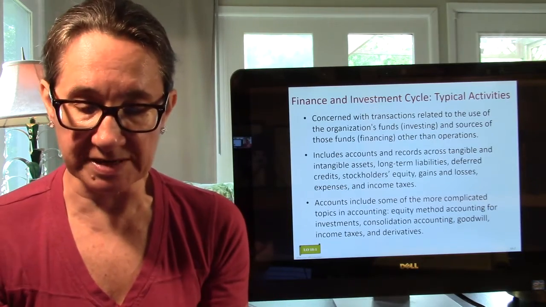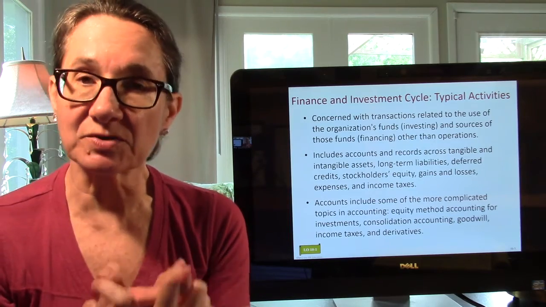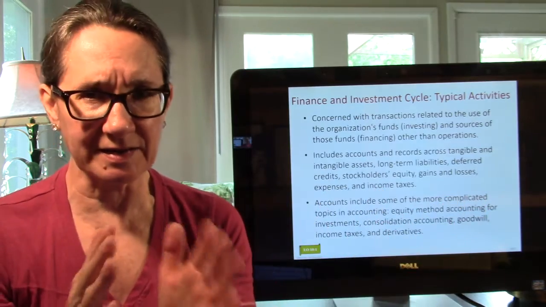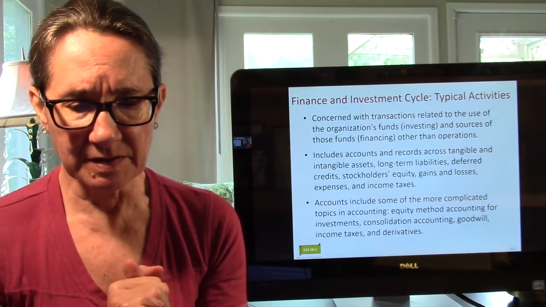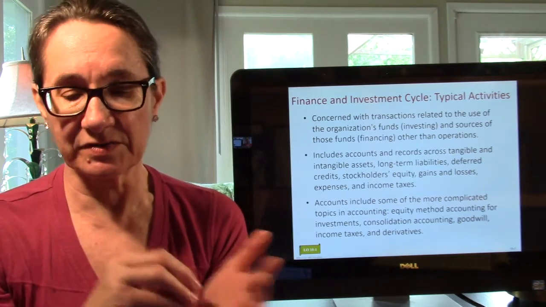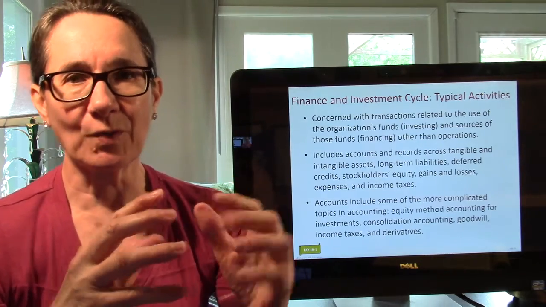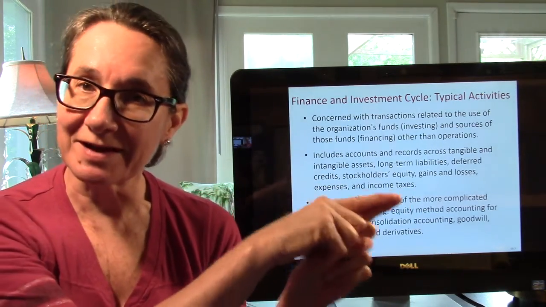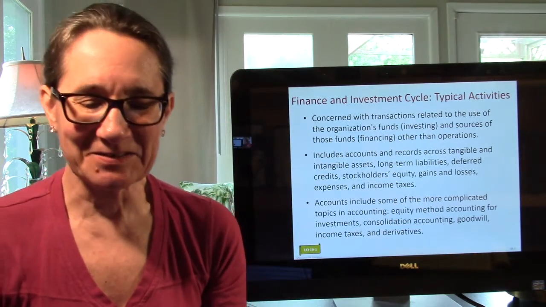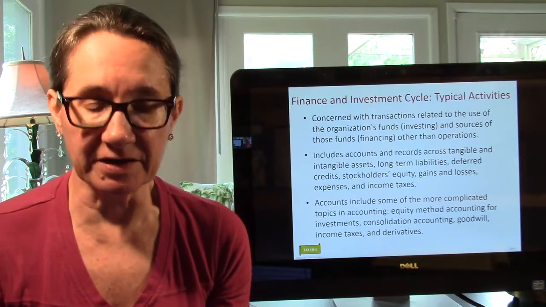This has the stockholders' equity section. Stock repurchases like treasury stock, stuff that you're going to use to pay bonuses to people, things like that fall in here. Right, and some of these investments in other organizations are going to involve things like equity method accounting. So if you have equity in that other company, now we have to worry about their financial statements, right? Consolidation, goodwill, taxes fall in here, derivatives.